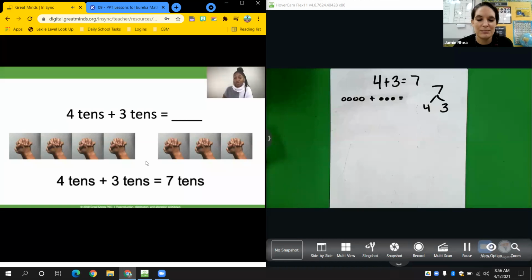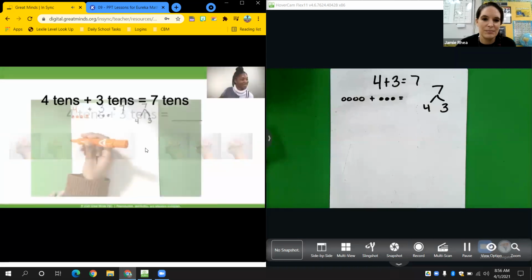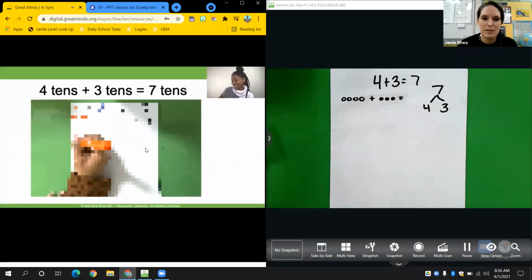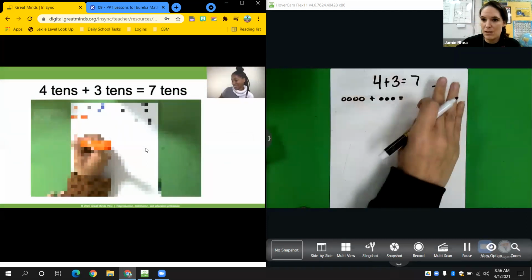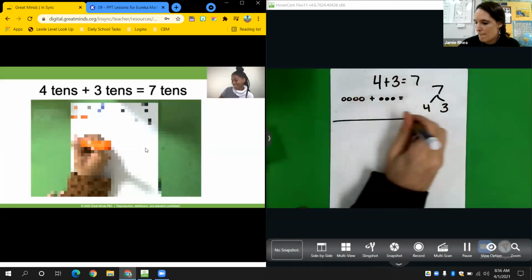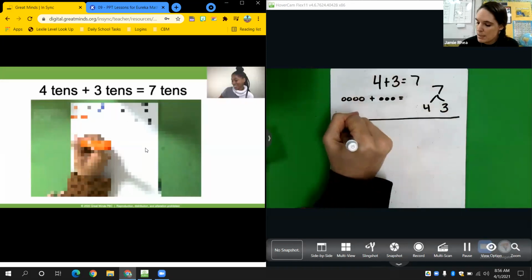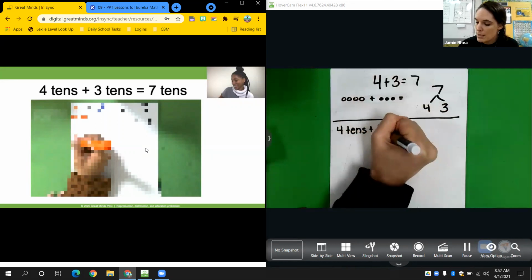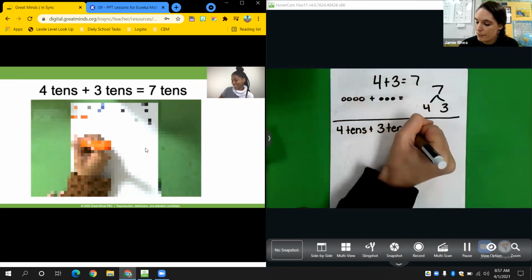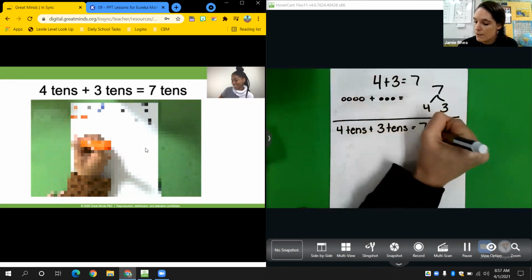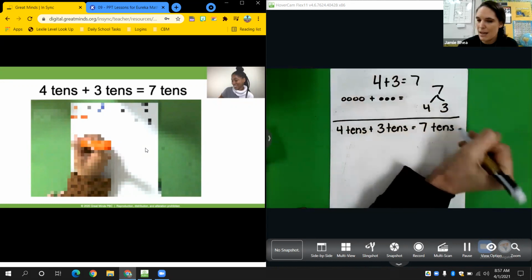Let's take a moment to write that number sentence, to use a math drawing, and write a number bond to show 4 tens plus 3 tens equals 7 tens. You'll be able to compare your work with mine when we're finished. Okay, I'm going to pause. So let's write out and leave this here, and I'm going to draw a line. And let's write 4 tens plus 3 tens equals 7 tens.